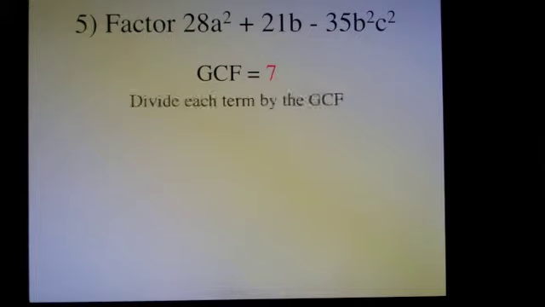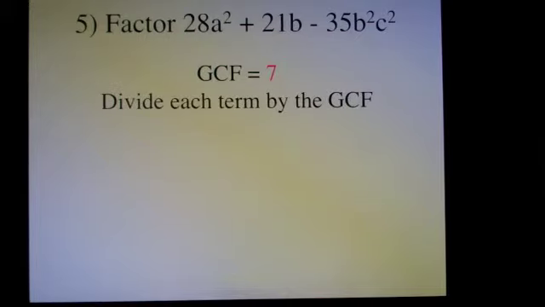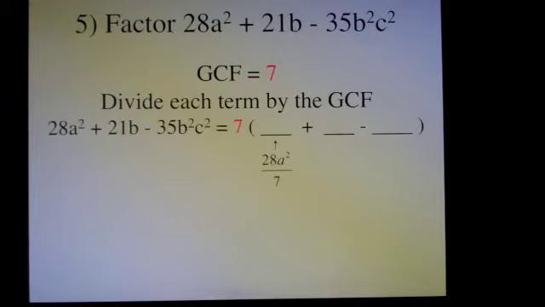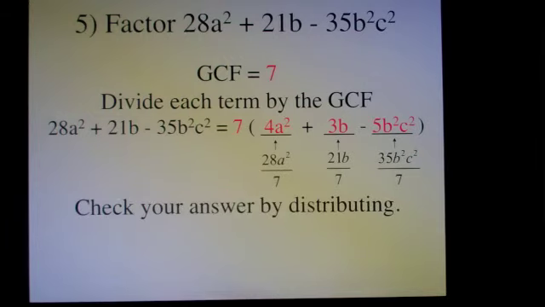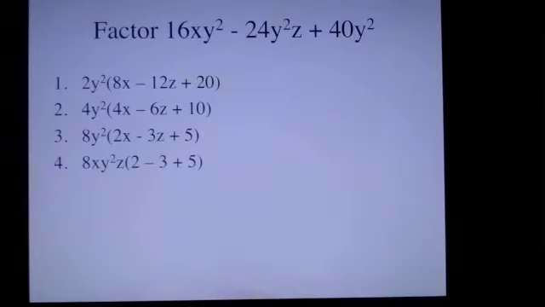So in order to set up the equation, we're going to divide each term by the GCF of 7. So we're going to divide 28a squared by 7, which gives us 4a squared. We're going to divide 21b by 7, which will give us 3b. And we're going to divide 35b squared c squared by 7, and of course that gives us 5b squared c squared. Now you can check your answer by distributing, and of course you're going to find that you get the correct answer.